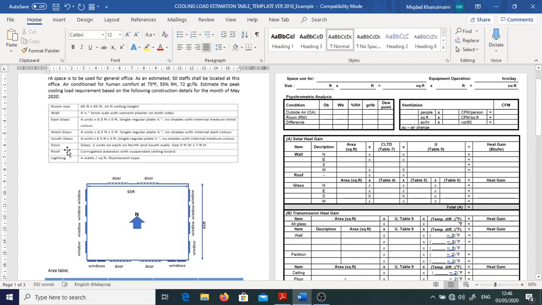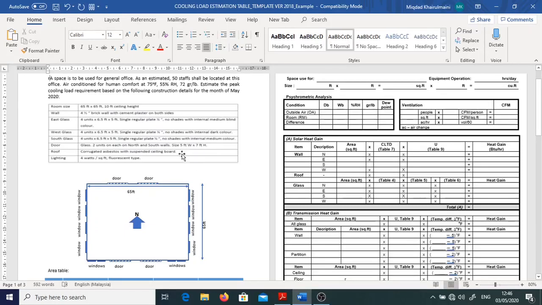In terms of door, there are glass doors. There are 2 units on each of the north and south wall. So on the north side we have 2 doors made of glass. On the south side also we have 2 doors made out of glass. Okay, so the dimension of the doors is 5 feet wide, 7 feet high.